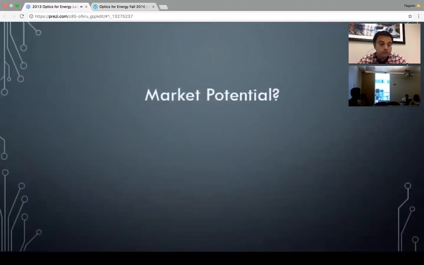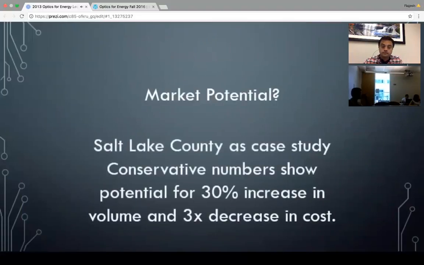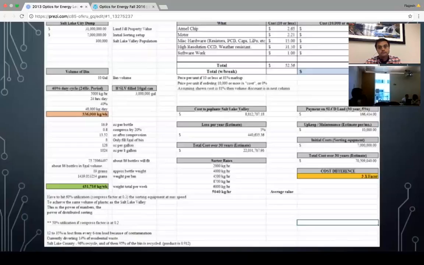Now, our claim with this market potential is that Salt Lake County conservatively has a potential for a 30% increase in volume and a 3x decrease in cost if using a distributed plastic sorting method. The nitty-gritty of this claim follows. Salt Lake Municipal per week has a conservative capacity of 336,000 kilograms per week. Another conservative estimate of our distributed methods shows 431,000 kilograms per week. That is a certain volume.